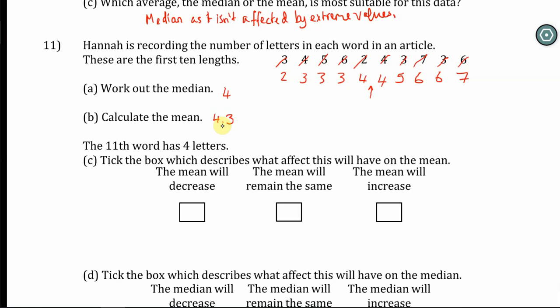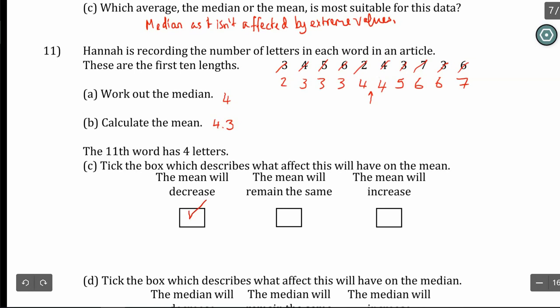Probably the easiest way to describe that is to think of a few numbers that were all the same. Let's say you had 5, 5, 5, and 5. Their mean would be 5. If we added a number that was a 6, though, that would increase the mean. If we added another 5, that would just keep the mean at 5, and if we added a number that was less than 5, that would decrease the mean. So since this 11th word has 4 letters, that's less than 4.3, then the mean will decrease.